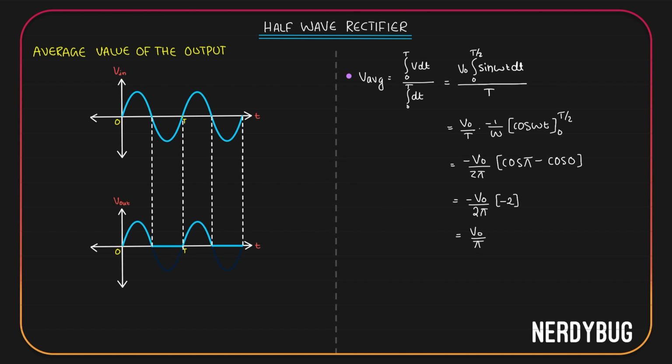The average value can also be called DC value. So we can write V DC is equal to peak value divided by pi. 1 by pi is 0.318. So we can write the average or the DC value is 0.318 times V naught.